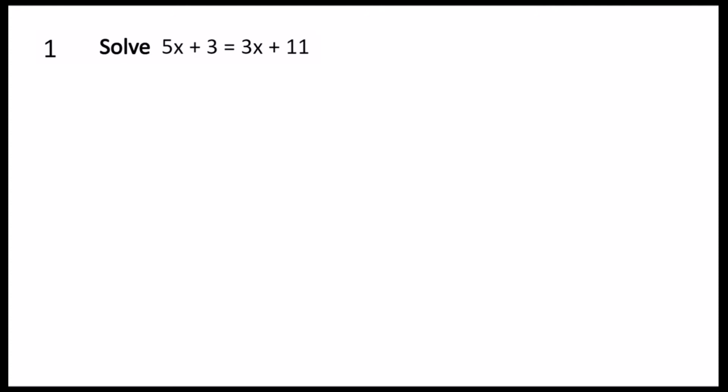Question 1 will always be a question about solving equations. In this particular question, it asks us to solve the equation 5x plus 3 equals 3x plus 11. Now, our goal when we're solving this is trying to get all of the unknown parts onto one side and the number parts onto another. So first of all, let's rewrite the question.